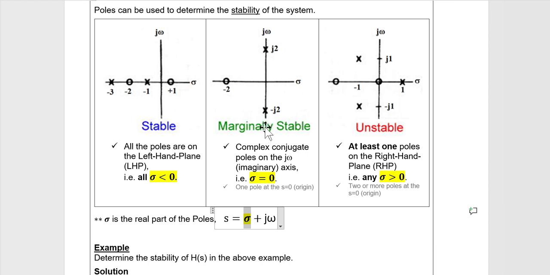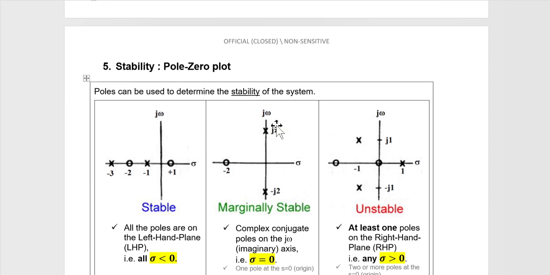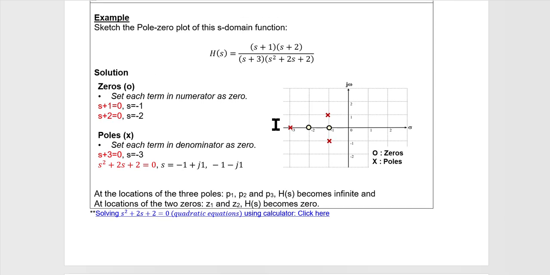Then we have marginally stable. If the poles are a complex conjugate, which means the real part is 0, there's no real part, only the imaginary part, only this, then we say the system is marginally stable.